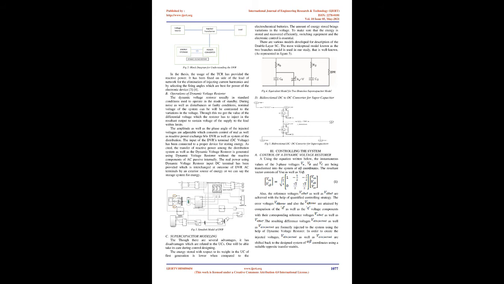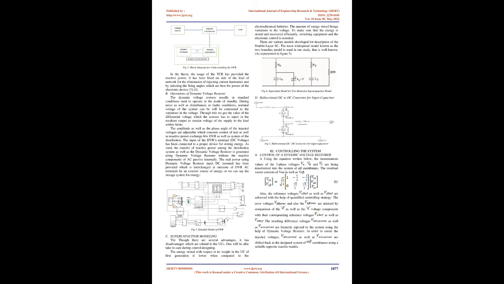The dynamic voltage restorer is usually operated in standby mode under standard conditions. During noise, disturbances or faulty conditions, the nominal voltage of the system is compared with the variations in the voltage. Through this we get the value of the differential voltage which the restorer has to inject in the resultant output to sustain the supply voltage to the load within limits.